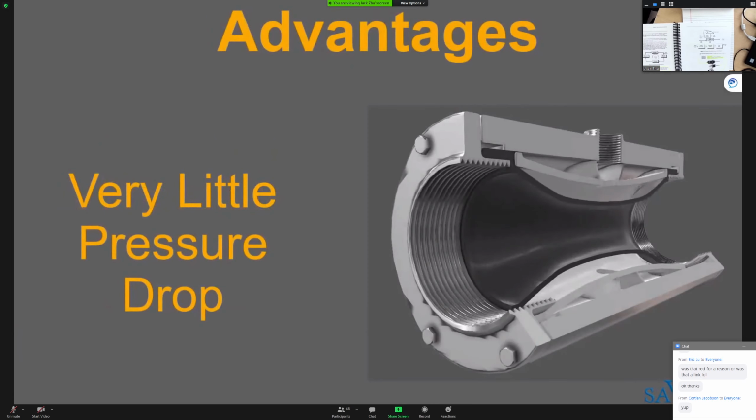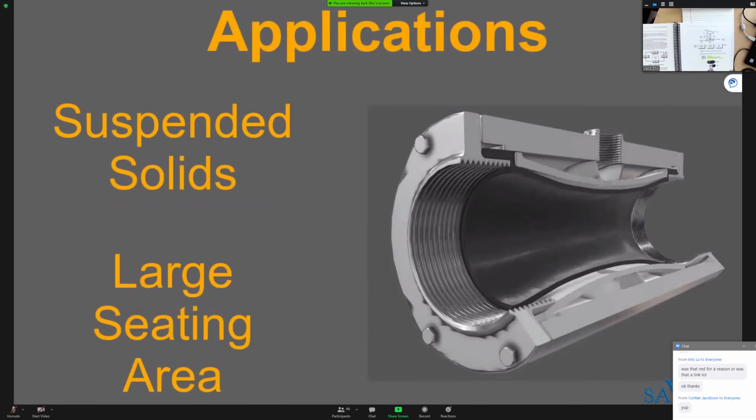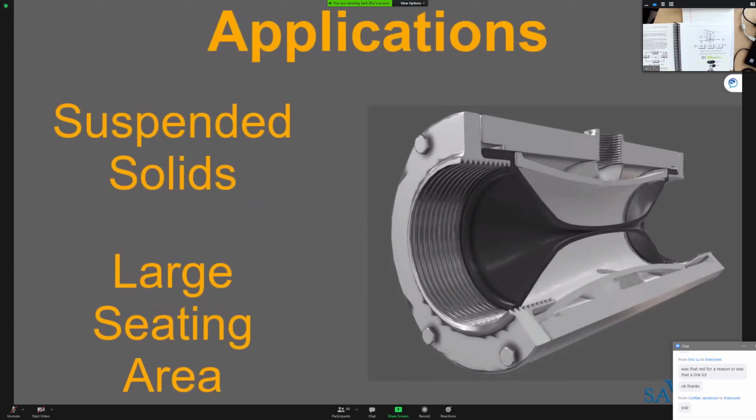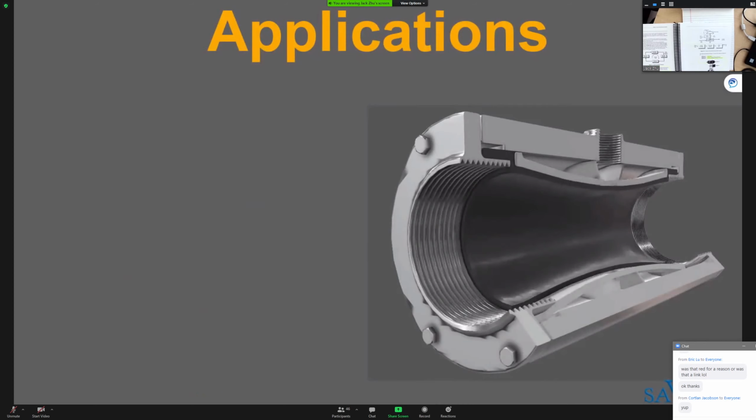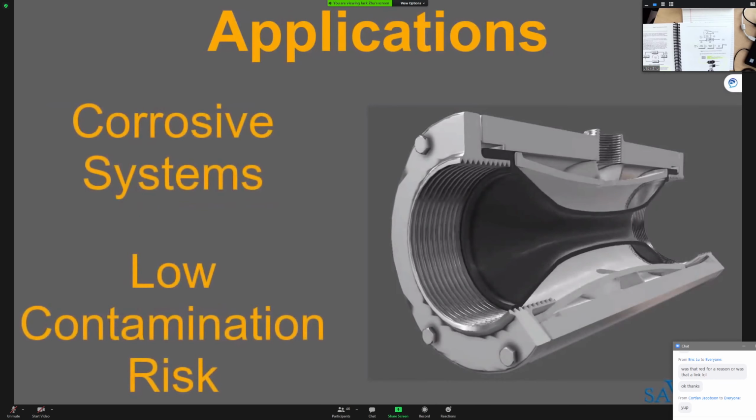Pinch valves are ideally suited for the handling of slurries with large amounts of suspended solids. This is because they have a very large seating area. Because the operating mechanisms of the valve are completely isolated from the flowing medium, these valves are very well suited where corrosion or metal contamination of the flowing medium might be a problem.